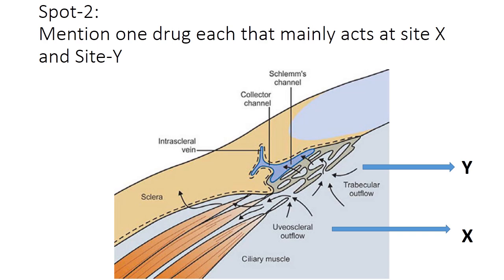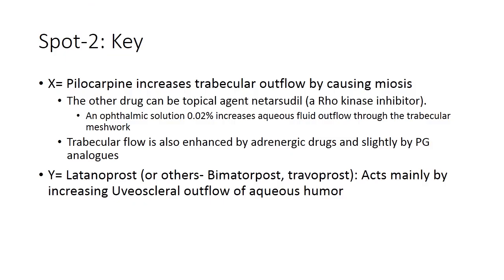Spot 2. Mention one drug each that mainly acts at the site X and Y in the drainage of aqueous fluid. Now, one drainage is trabecular outflow and the second is uveoscleral outflow, including episcleral flow. Now, drug X affects trabecular flow and Y affects uveoscleral flow. Drug X is pilocarpine that increases trabecular outflow by causing miosis. The other drug which can be given topically to increase trabecular outflow significantly is a Rho kinase inhibitor, netarsudil.